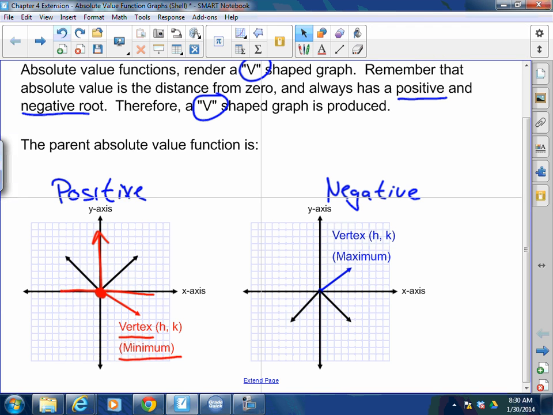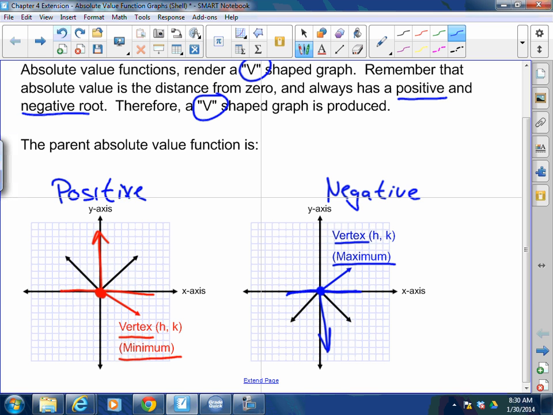If I look at a negative absolute value graph, where it is pointing downwards, I still have an intersection point that is still called my vertex, but in this case it is a maximum. Because if you think about it, this is the max that the graph goes. From this point, it only goes downwards from there, correct? So when the absolute value function is pointed upwards, the vertex is a minimum. When it is pointed downwards, the vertex is a maximum.